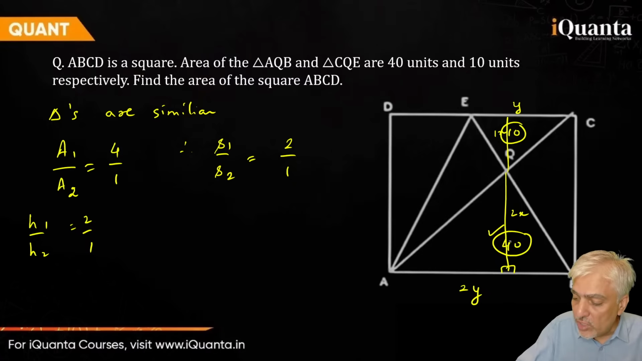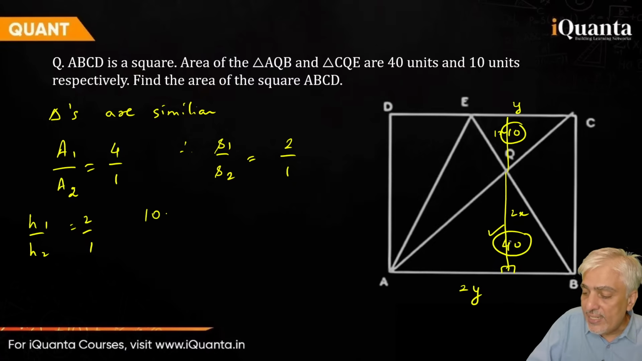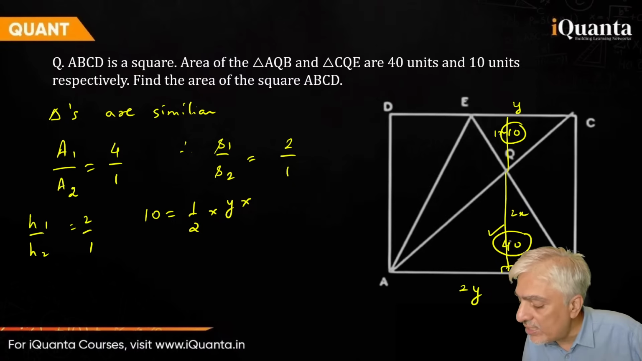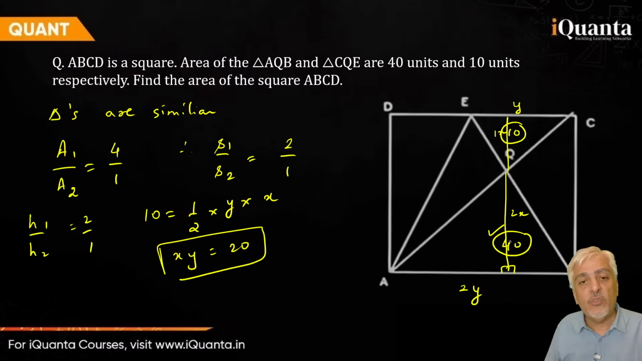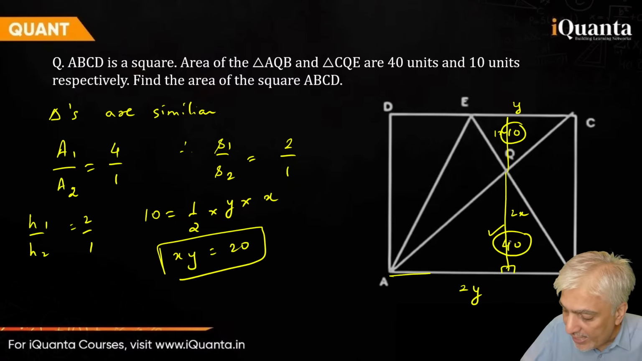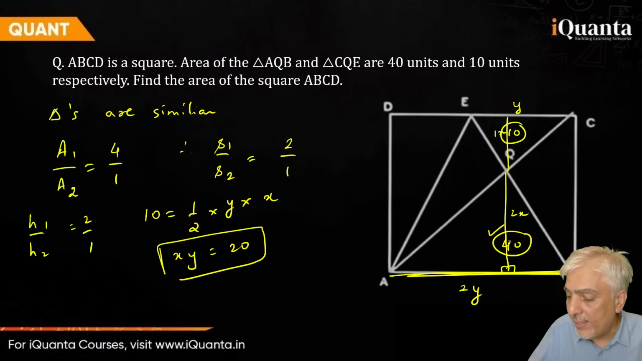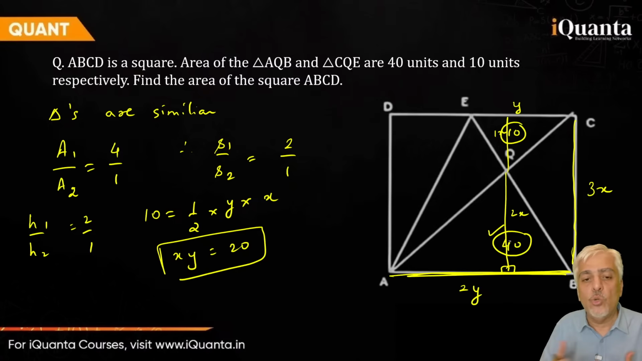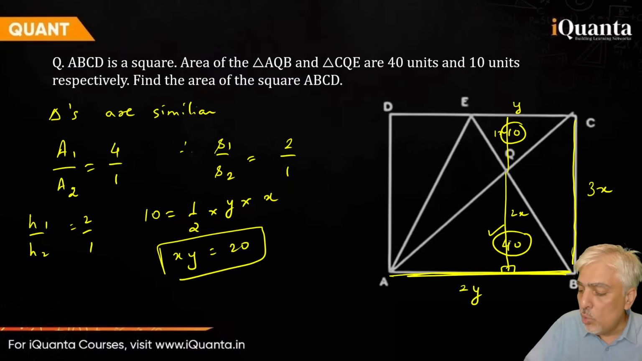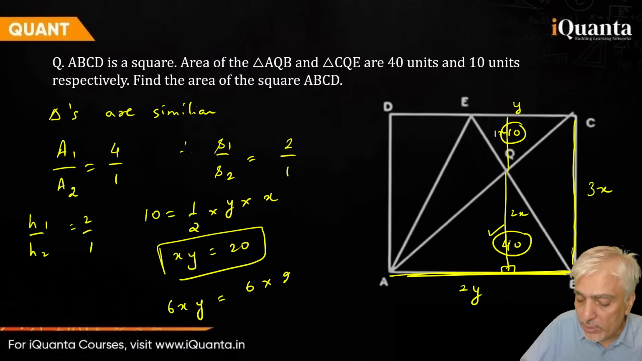So what is the area of the small triangle? 10. So 10 is half into y into what did I take that as? X, no? Yeah, x. So I got xy is 20. Leave it here. What do we want to find? We want to find area of square. For the square, this base is 2y, but this is your height, which is 3x. I know 2y and 3x are same only but not needed. So you want to find 6xy. Area of the square is 6xy. So that will become 6 into 20, 120.